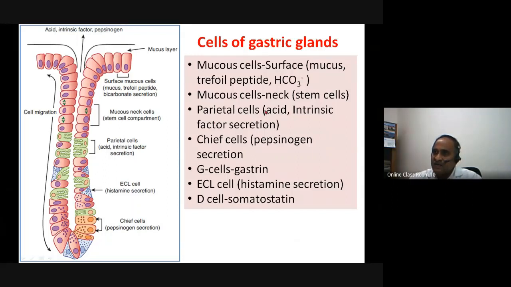Then we have the parietal cells. These are acid secreting cells, also known as oxyntic cells. And we have the chief cells here. These are peptic cells, which secrete pepsinogen or pepsin. Then we have a G cell here.